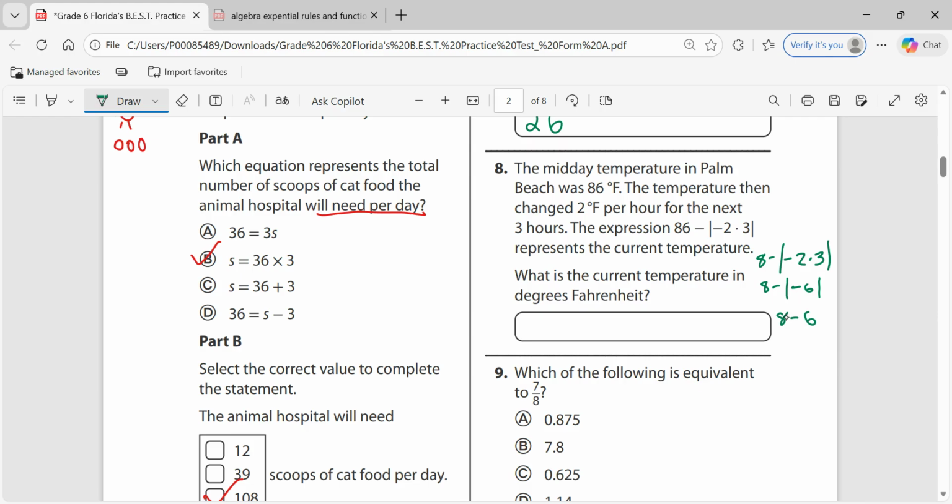Wait, I don't know why I have 8. It's also late, guys. I'm sorry. Let me just erase that. That number is 86. So now we have 86 minus 6, and that's going to give us 80.